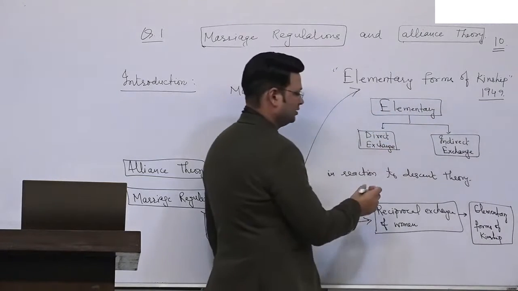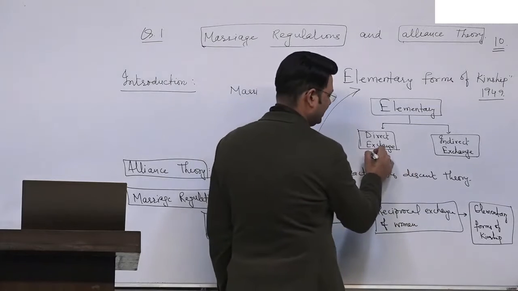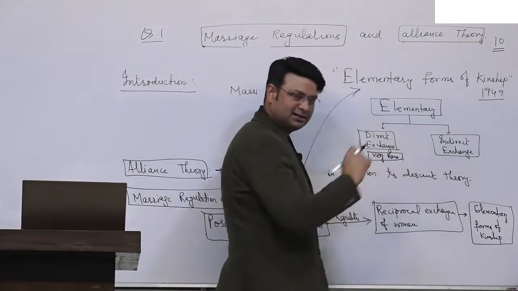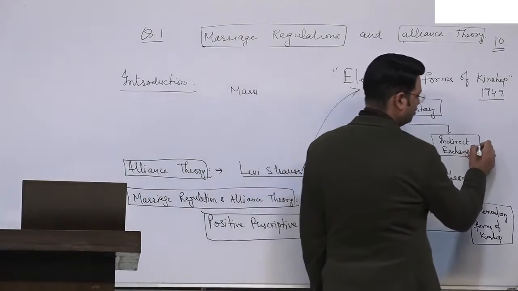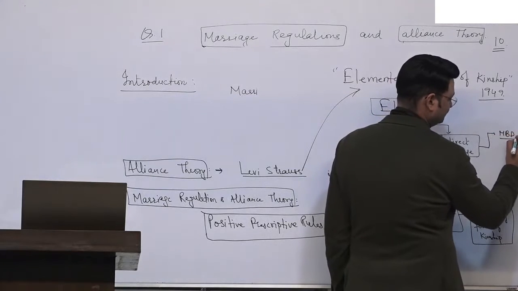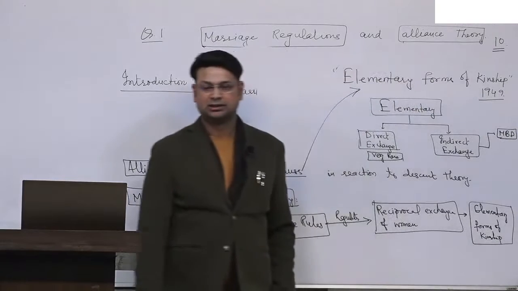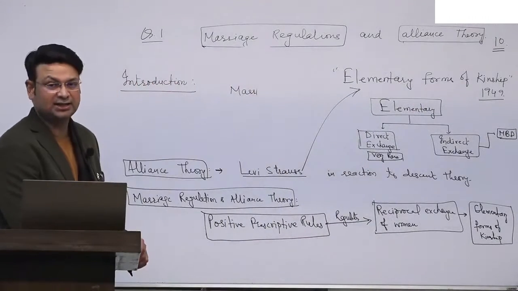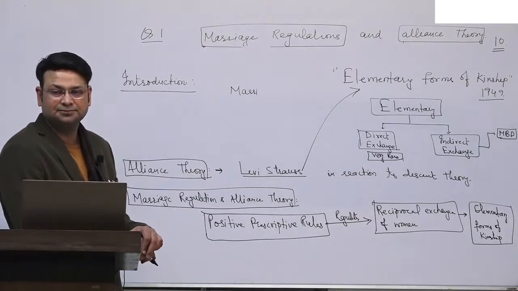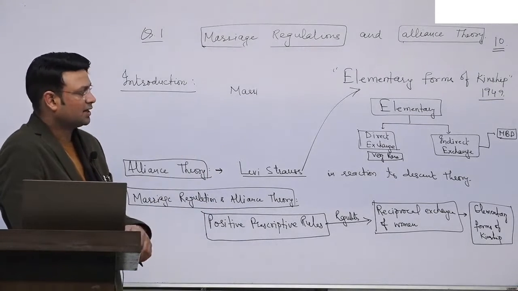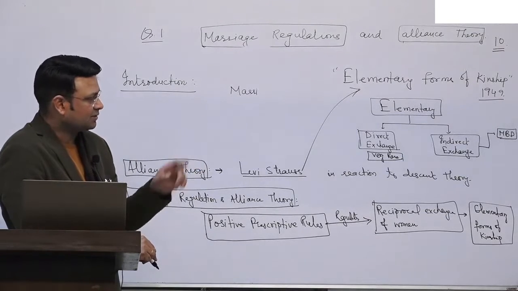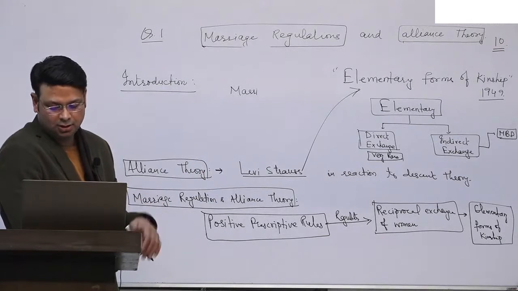Right? Direct exchange, according to him, is very limited, very rare. And in indirect exchange also, he talks about marriage with the mother's brother's daughter. Marrying the mother's brother's daughter creates a kind of symmetrical alliance, right? That was his major argument. Not with the father's sister's daughter, right? He would mainly emphasize this mother's brother's daughter, right?